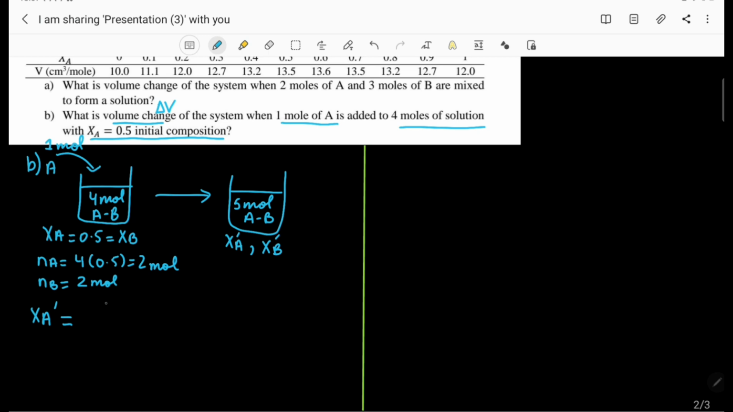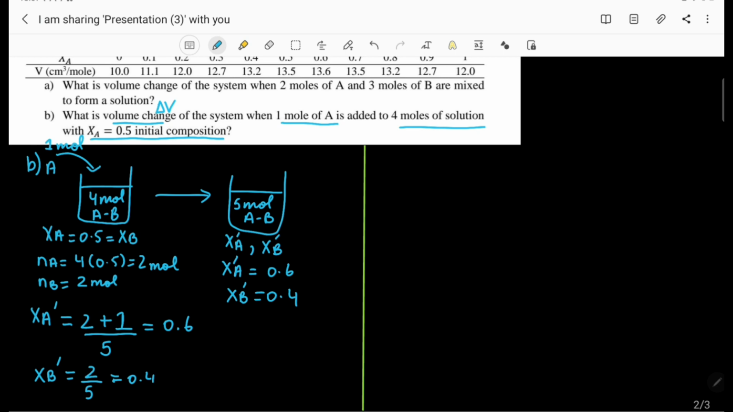All right, so to find basically X A prime, we have to realize that we initially had 2 moles of A, and now we've added 1 more mole, so it's going to be plus 1 divided by the total number of moles of the solution, which is 5. So it's going to be divided by 5, and this gives us 0.6. Similarly, we can find XB prime, which is going to be 2 divided by 5, which gives us 0.4. So we can write them down over here. This is 0.6, and this is 0.4.